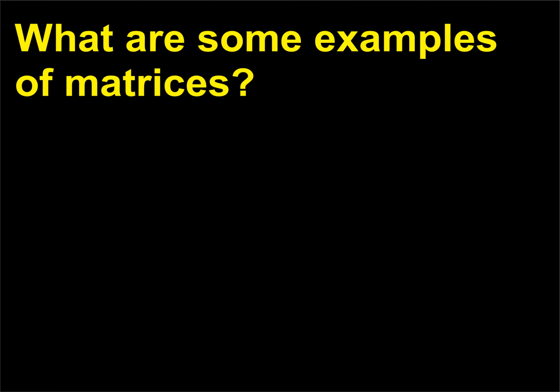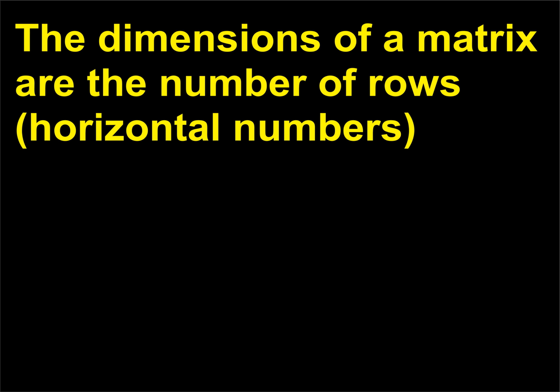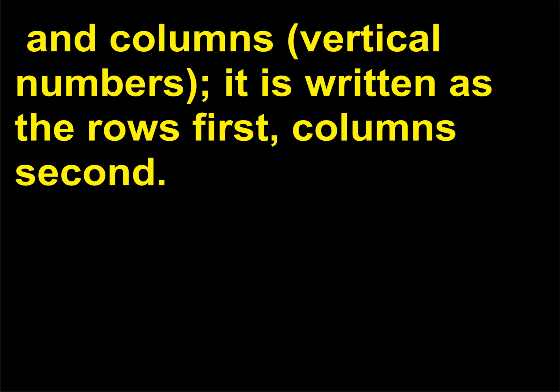What are some examples of matrices? The dimensions of a matrix are the number of rows, horizontal numbers, and columns, vertical numbers. It is written as the rows first, columns second.